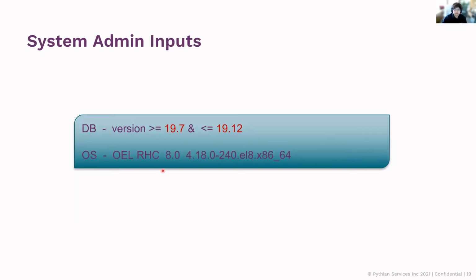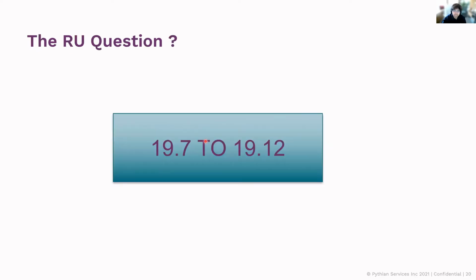Now, let's say we choose that we want to go to Red Hat Compatible Kernel. That's what our organization plans to use, and of course, you need your system admin inputs for this. So once you've decided that, or you've got the input that okay, let's stick with RHC, then this is what finally your options are down to with 19c. So again, I guess the next question is the RU question.